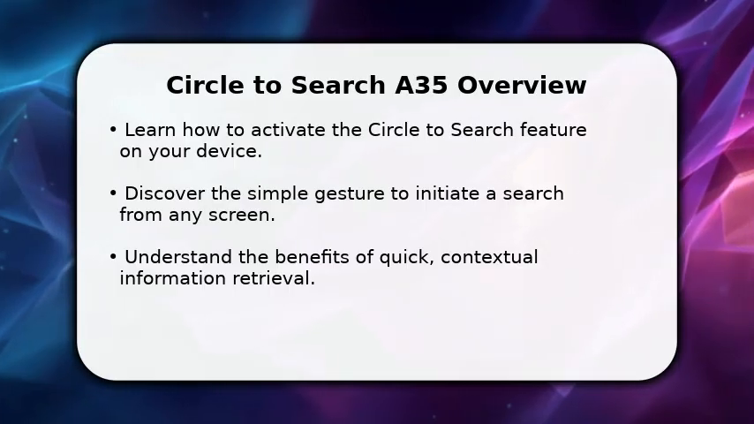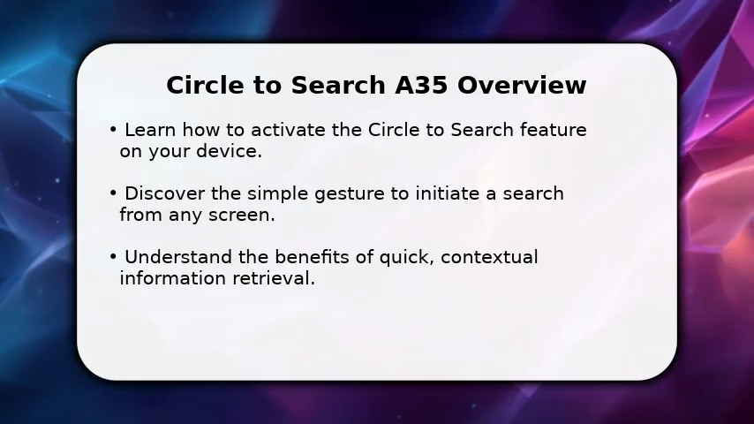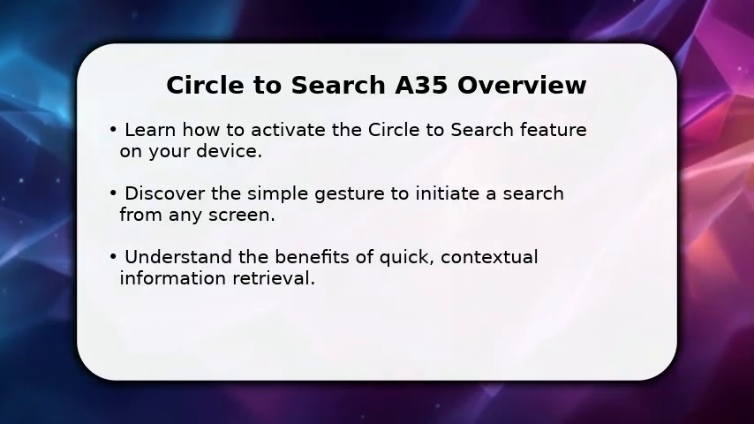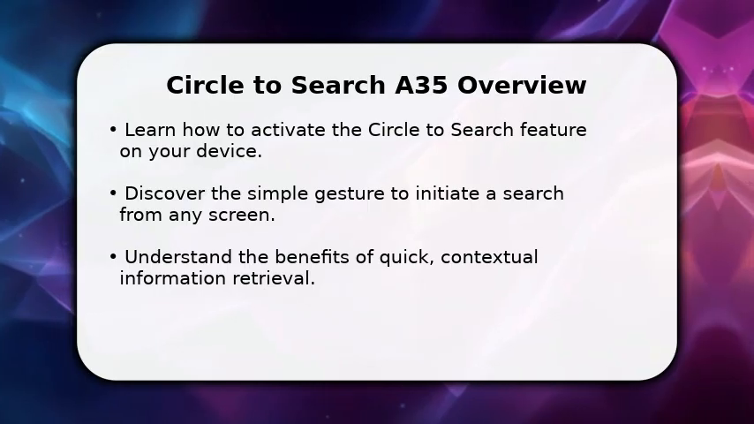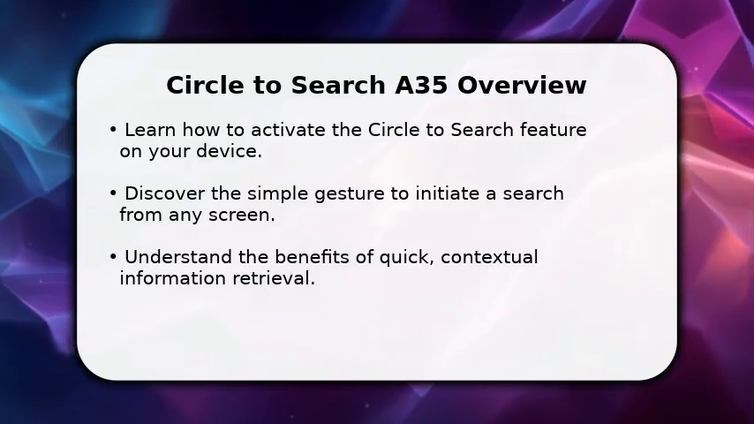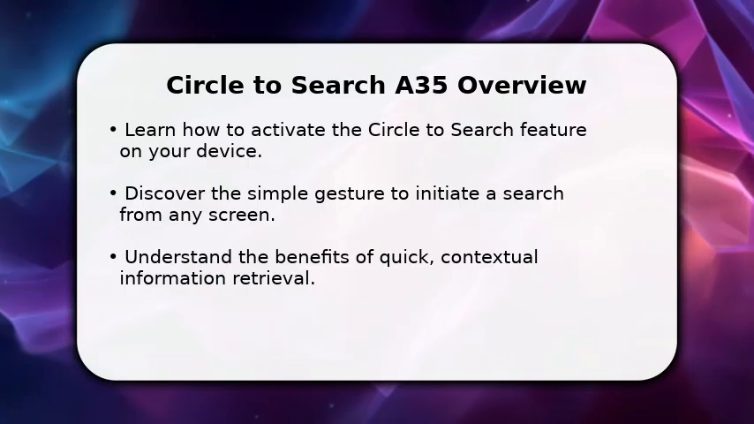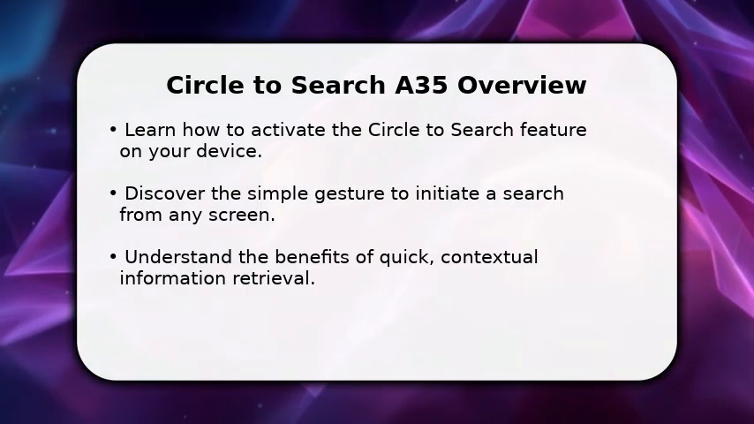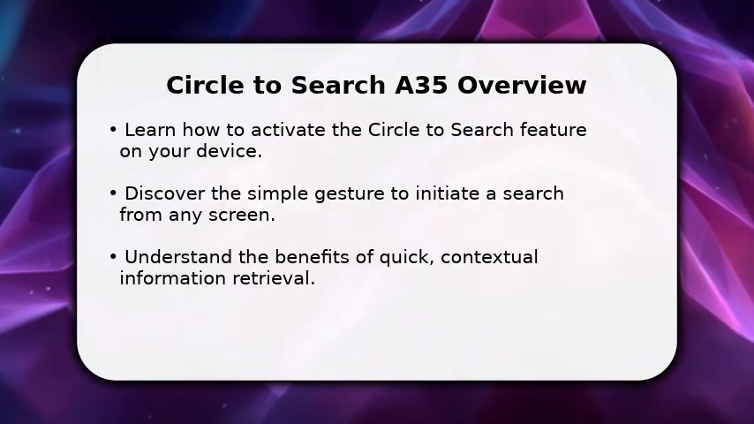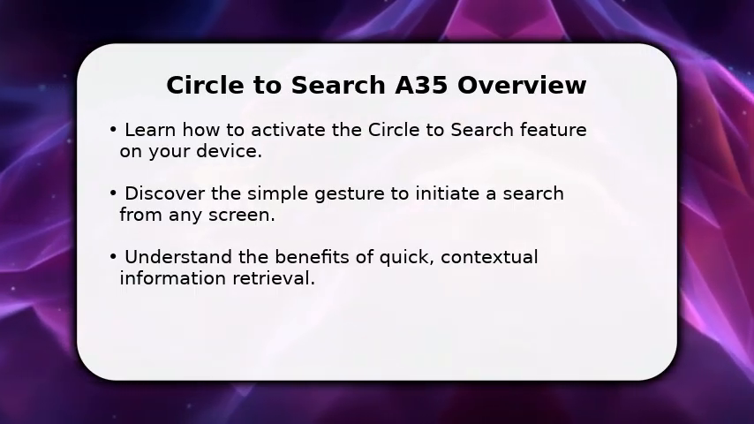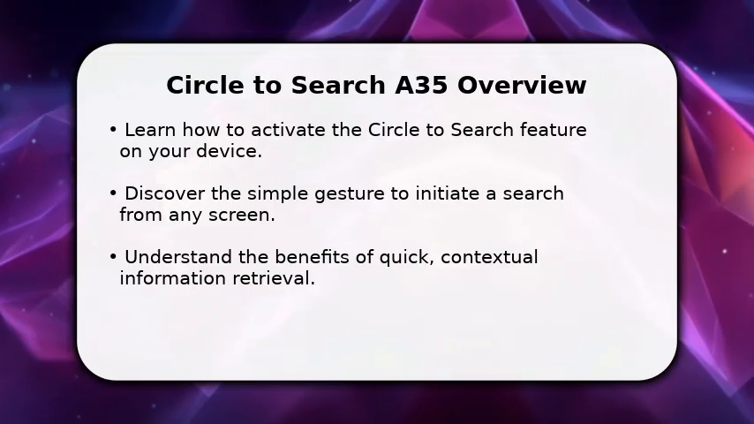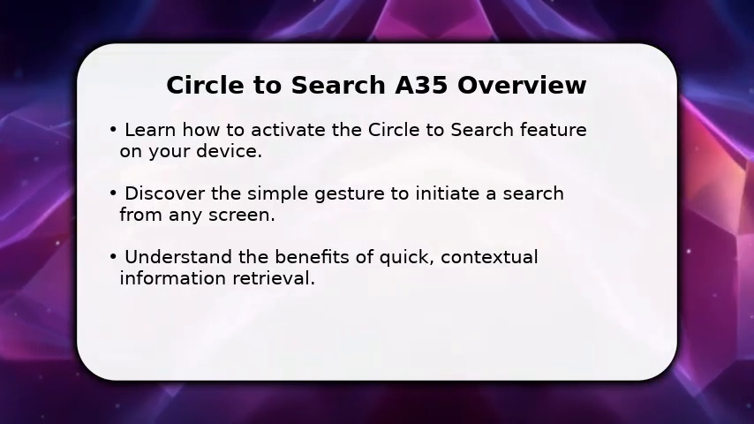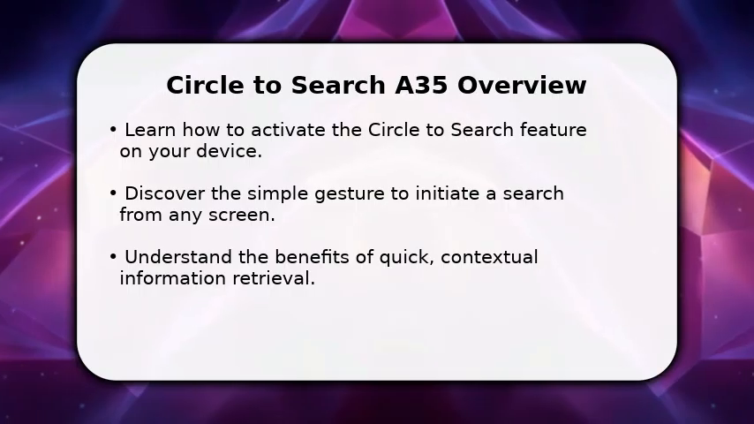In this video, I will explain how to use Circle to search on your A35 device. This innovative feature allows you to quickly find information about anything on your screen with a simple gesture. You can circle an object, text, or image, and your device will instantly provide relevant search results. It's designed for efficiency, saving you valuable time and effort when you need information on the go.